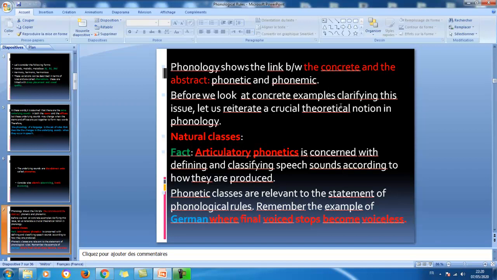Now, before we look at concrete examples clarifying this issue, let us reiterate a crucial theoretical notion in phonology. This is the notion of natural classes. How do we obtain natural classes? It's because we try to classify sounds according to their articulatory features. And this is the job of articulatory phonetics. So, articulatory phonetics is concerned with defining and classifying speech sounds according to how they are produced. So, phonetic classes are relevant to the statement of phonological rules.